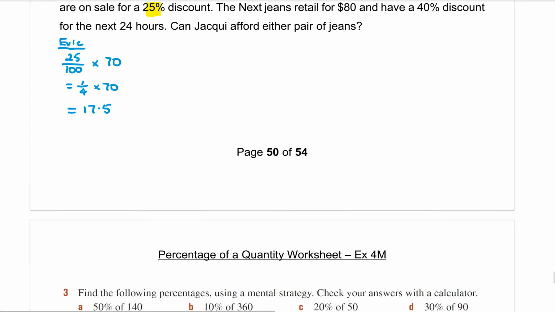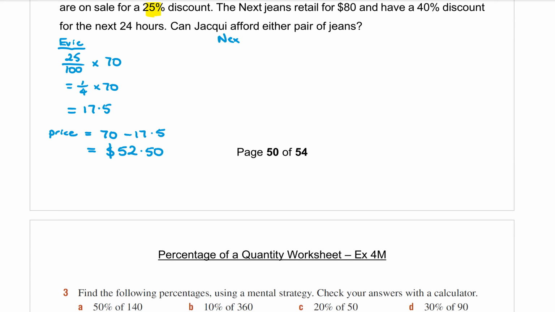The price that she would actually have to pay would be the $70 that we started with minus the $17.50 discount that she would get. When you subtract that, it would cost her $52.50 to buy those jeans. Unfortunately, she only has $50, so she can't afford to buy those jeans. Let's look at the other one.